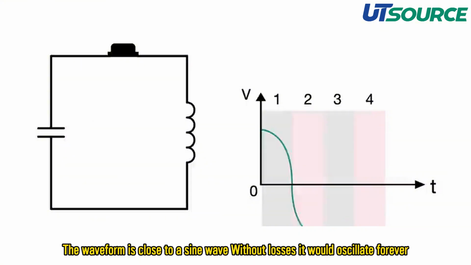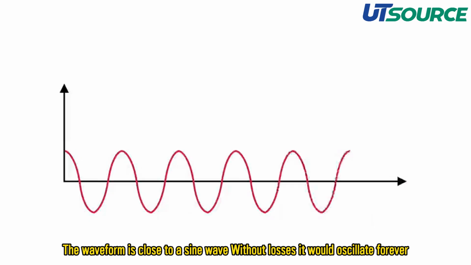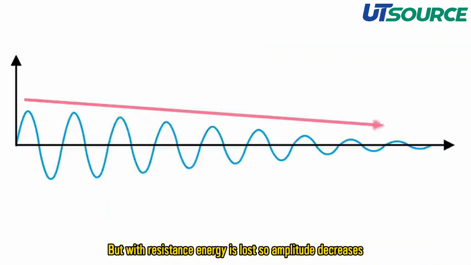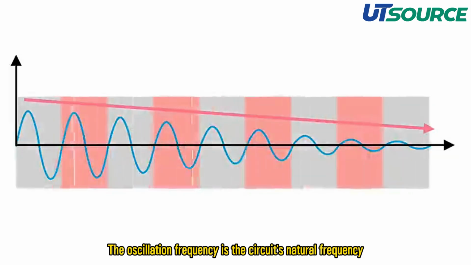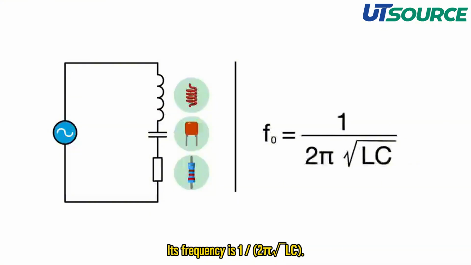The waveform is close to a sine wave. Without losses, it would oscillate forever. But with resistance, energy is lost, so amplitude decreases. The oscillation frequency is the circuit's natural frequency. Its frequency is 1 over 2π√(LC). So it depends only on L and C.